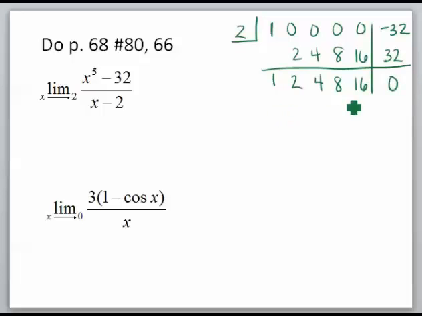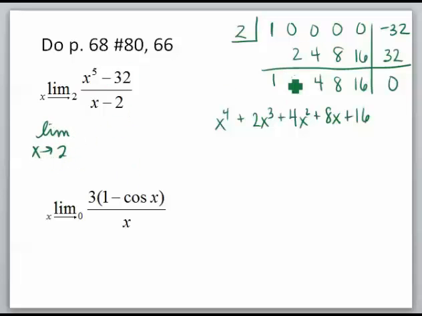So your new function is, I'm reading it backwards, 16 plus 8x plus 4x squared plus 2x cubed plus x to the fourth. So each of these becomes your new coefficient. So this limit is going to be written, once you've canceled those because we've divided it, as x to the fourth plus 2x cubed plus 4x squared plus 8x plus 16. Now I can use direct substitution to come up with the answer.